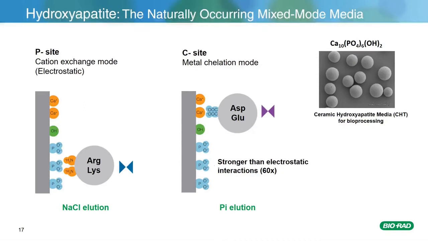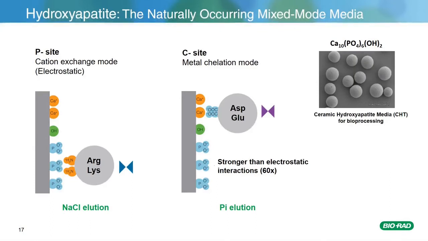Finally, I want to spend a few minutes on CHT, the mixed-mode media with the longest history in bioprocessing. There are two types of interactions possible during CHT chromatography. The electrostatic interactions between the phosphoryl groups, also known as the P sites, and the basic residues on the proteins, such as arginine and lysines. Chelation complex can form between the calcium ions on the hydroxyapatite, also known as the C sites, and the acidic residues of the protein polypeptides, such as aspartate and glutamate.